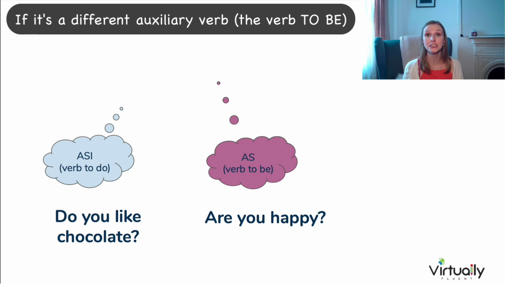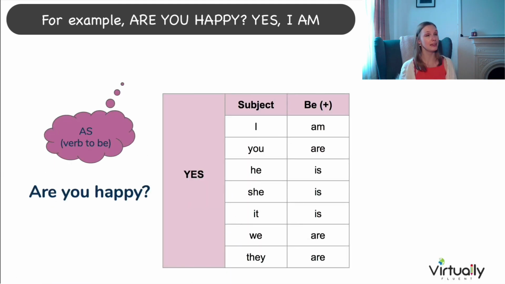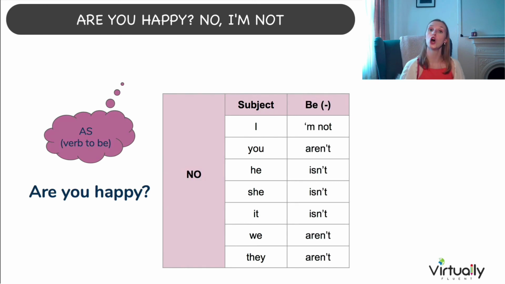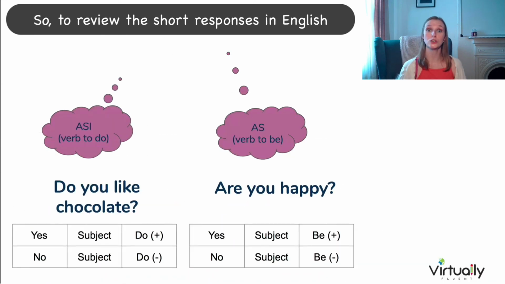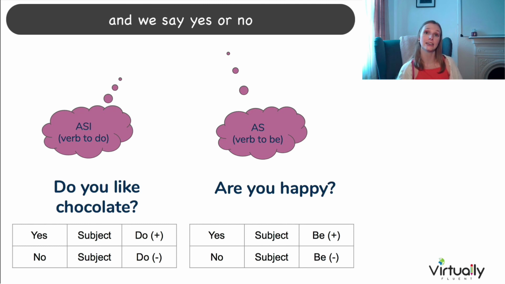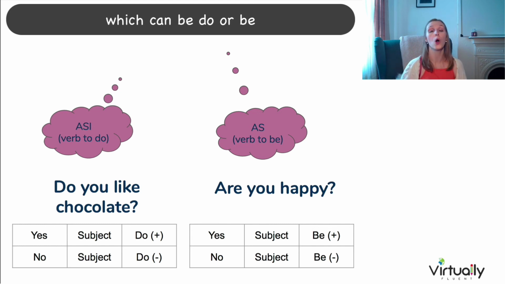If it's a different auxiliary verb, the verb to be, for example, are you happy? Then our response needs the verb to be. For example, are you happy? Yes, I am. This is the verb to be. And in the negative, are you happy? No, I'm not. So to review the short responses in English, this is only with no question words in the question. And we say yes or no, plus the subject, and then the auxiliary verb, which can be do or be.